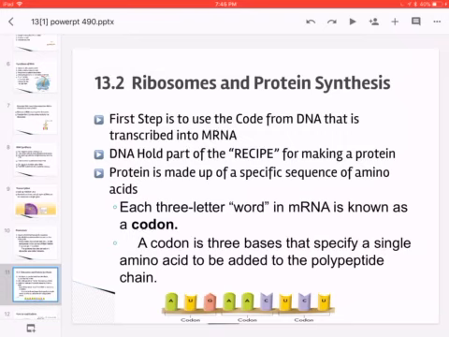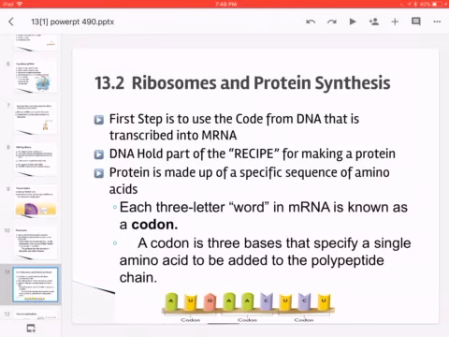13.2 talks about ribosomes and protein synthesis. So the first step is to use the code from DNA that is transcribed to messenger RNA. So the process of transcription, now we have our messenger RNA, which is carrying that code from DNA and has to carry it out to the cytoplasm during the process of making proteins.